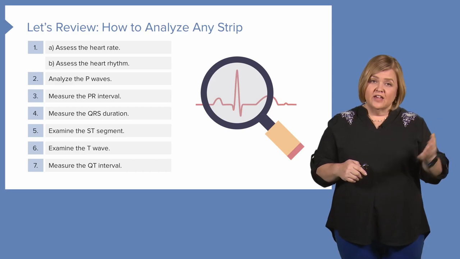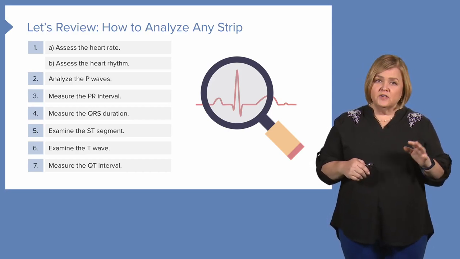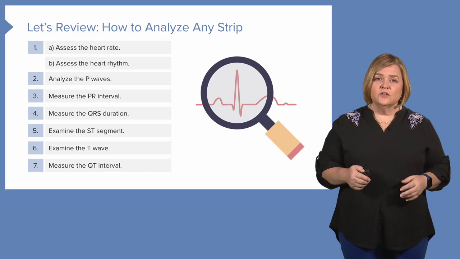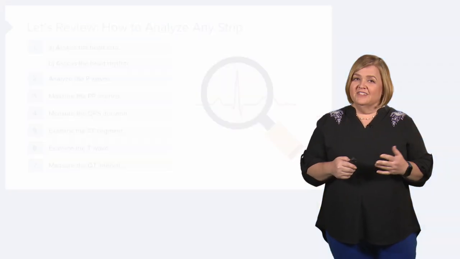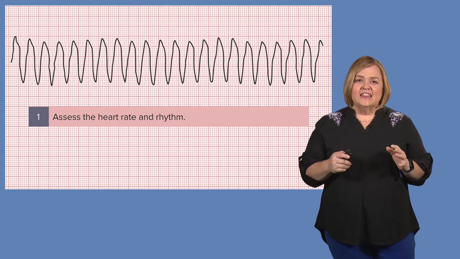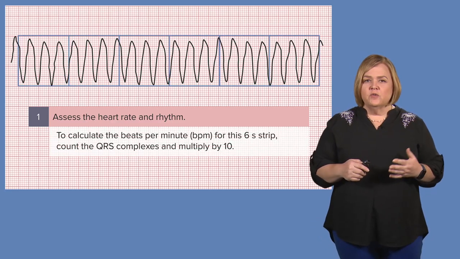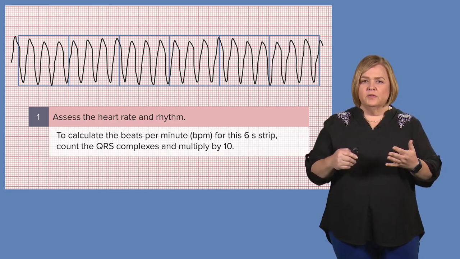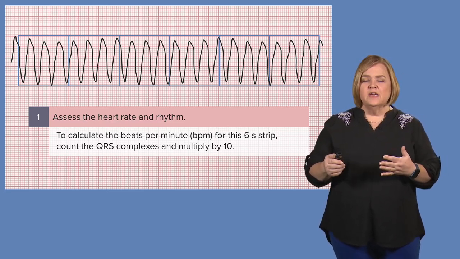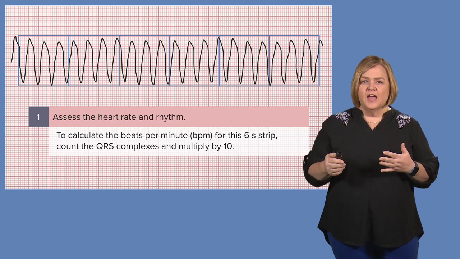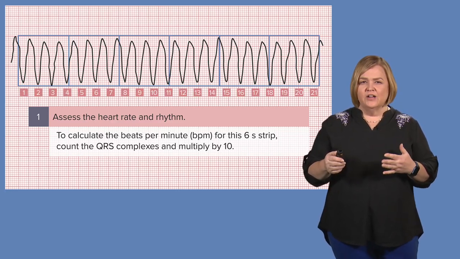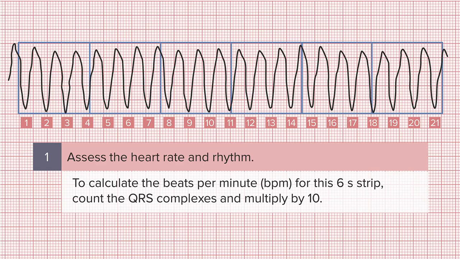We have these 7 steps that we've gone into detail in our previous videos, but we have them here again as a reminder. So, ready? Let's go for it. Let's try and assess step 1, the heart rate and rhythm. Now, normally we would count the QRS complexes and multiply 10 for a 6-second strip to calculate the beats per minute. I want you to try and do that on this strip, but remember, pause the video, count them yourself, and then we'll bring the answer up when you restart the video.